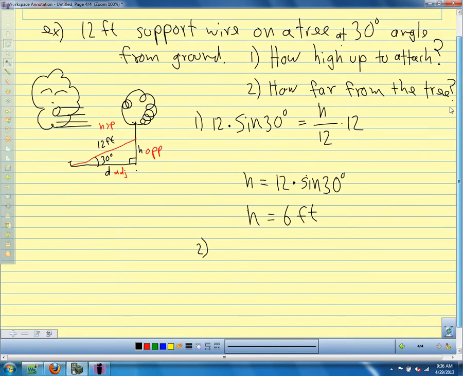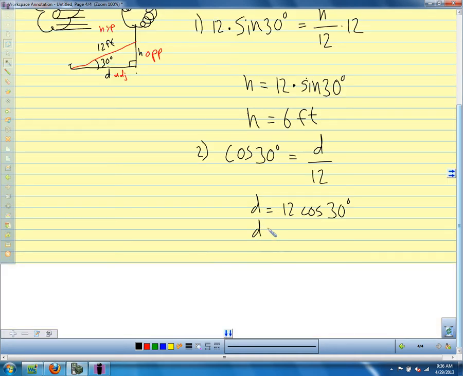For the second part, we want to figure out D. So which ratio tells us about the adjacent and the hypotenuse? Cosine. Think SOH CAH TOA. Cosine is adjacent over the hypotenuse. So I'm going to write cosine 30 degrees equals D over 12, the adjacent side over the hypotenuse. Go through the same steps here, multiply both sides by 12. D equals 12 cosine 30 degrees. Plug that in my calculator, and I get D equals about 10.4 feet.